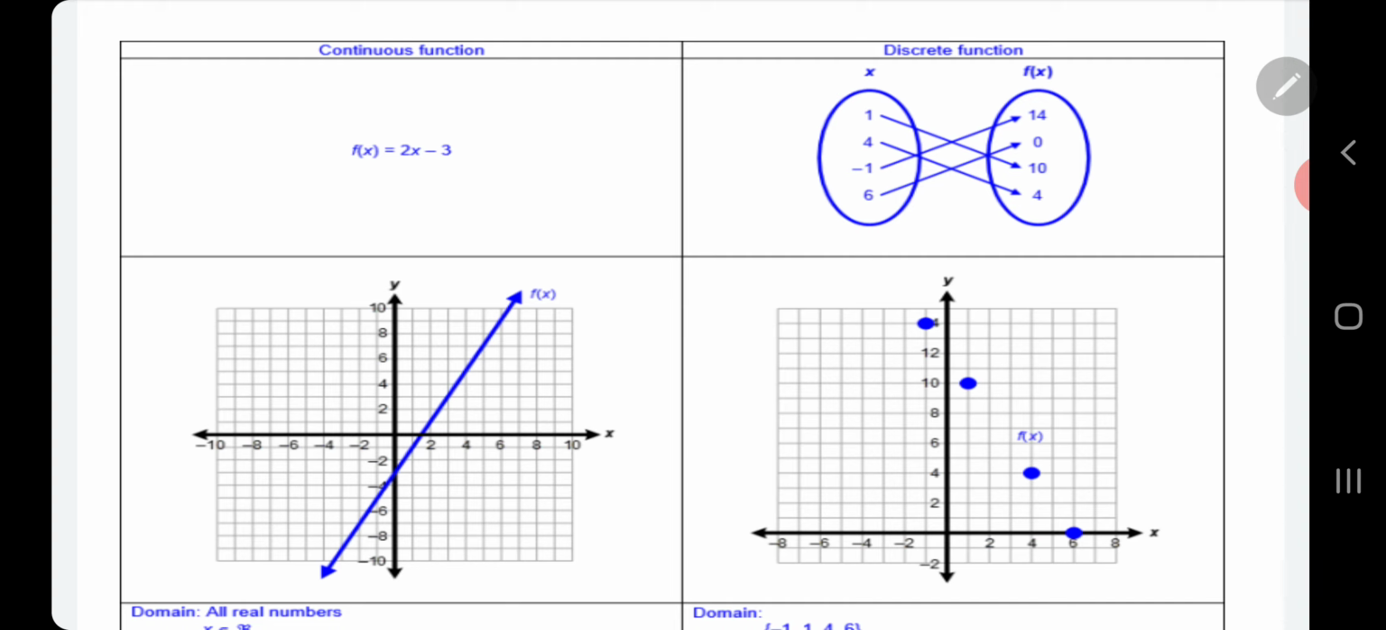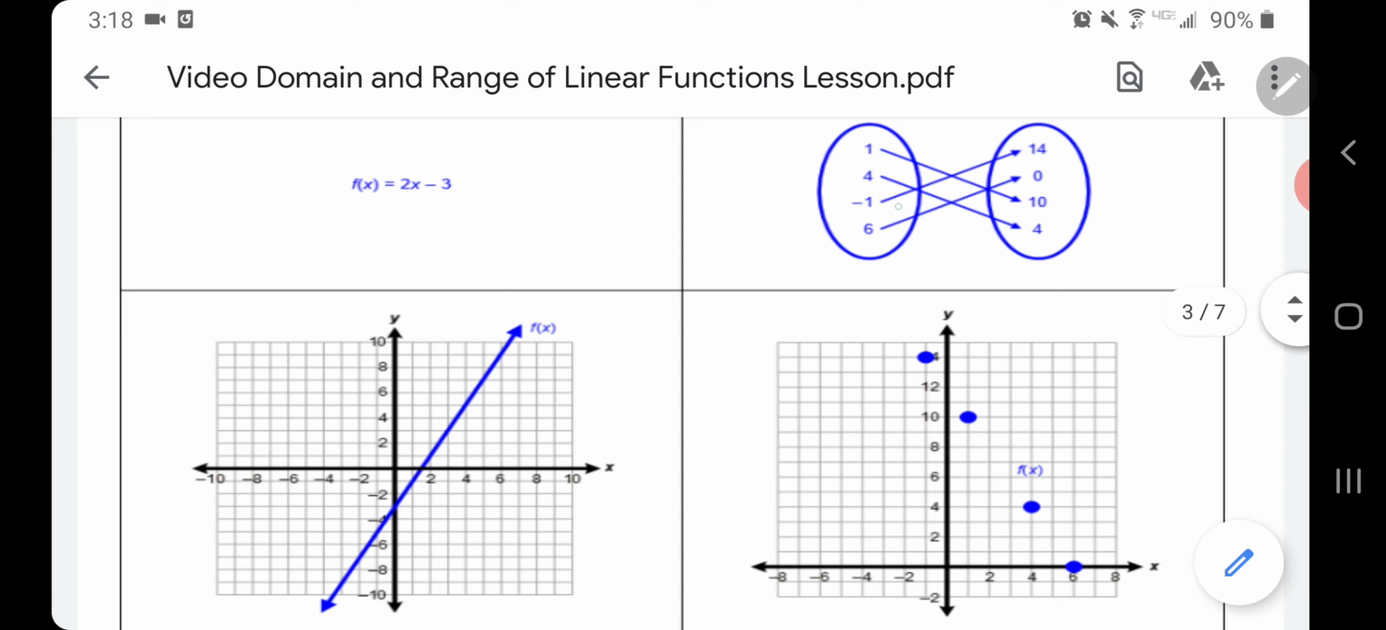It's just continuous. For example, here on this other side, discrete function. Notice how we got the x's over here and the y's, aka the f of x, are over here. 1 goes to 10, so we plot that 1, 10. We got 4 goes to 4, so x is 4, y is 4, plot that point. We got -1 goes to 14, so x is -1, 14 up here, plot that point.